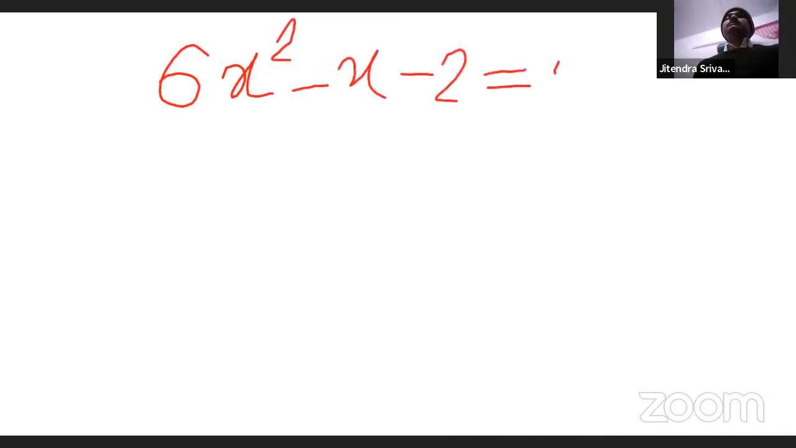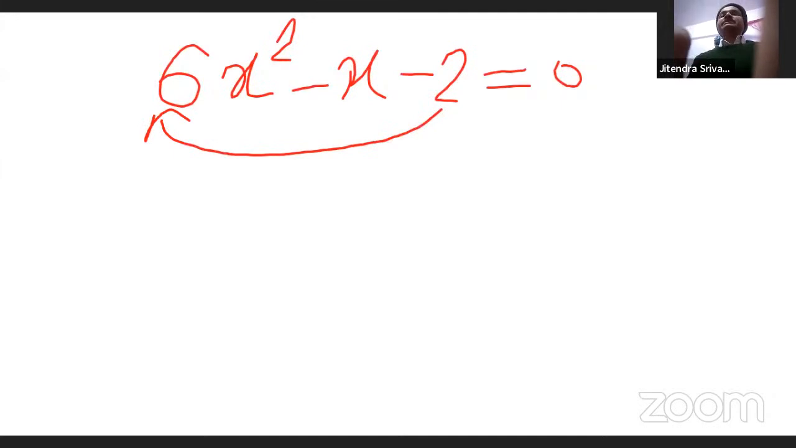Now solve this. 6x square minus x minus 2 equals to 0, and we will have to find the value of roots. So how we will do this? First of all, we will multiply this with this number. Extreme ends are multiplied. So what we will get? We are getting only numbers. We will not multiply x square. Okay. So this 6 will be multiplied by minus 2. We will get minus 12.